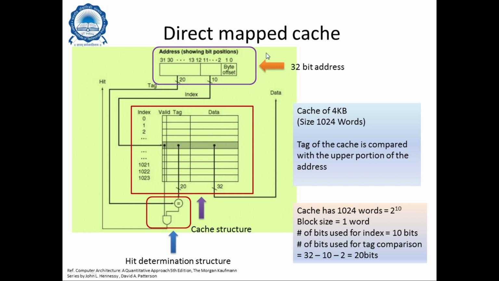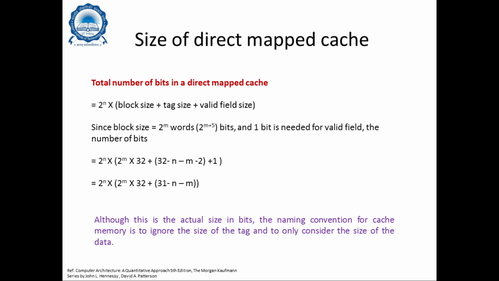Okay, so that's how the direct map cache structure works. Now let us move to the calculation of the size of the direct map cache. The total number of bits in a direct map cache is given as 2 to the power n, which is the number of entries, multiplied by the block size plus tag size plus the valid field size. The block size is given as 2 to the power m words, which is equivalent to 2 to the power m plus 5 bits, and we keep 1 bit reserved for the valid field.